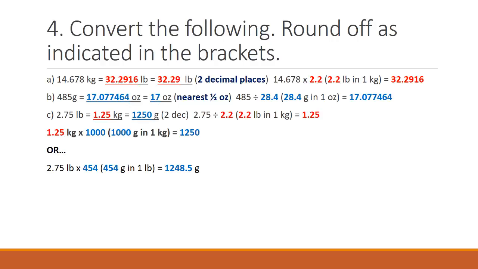However, you could have chosen to go from pounds to grams directly, but the only thing different there would be the relationship. And the relationship is how many grams are there in a pound. And as you can clearly see, there are 454 grams in a pound. So take the amount of pounds that you have, multiply it by the amount of grams there are in 1 pound. So you get 2.75 pounds times 454 grams. Your final answer there, or your unrounded answer, I should say, is 1,248.5 grams.